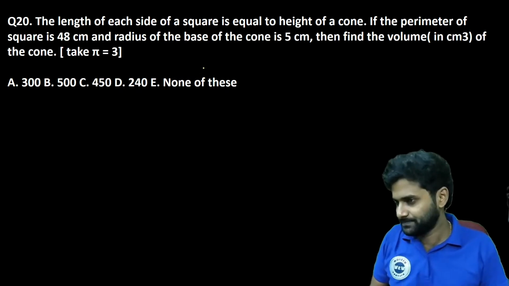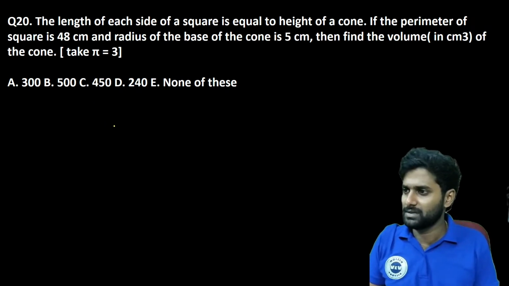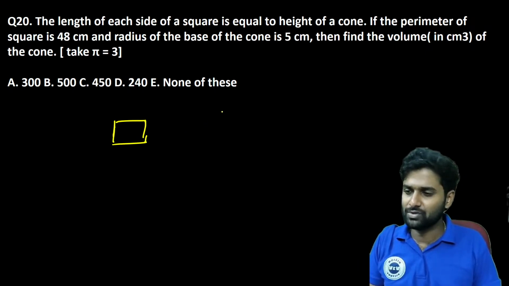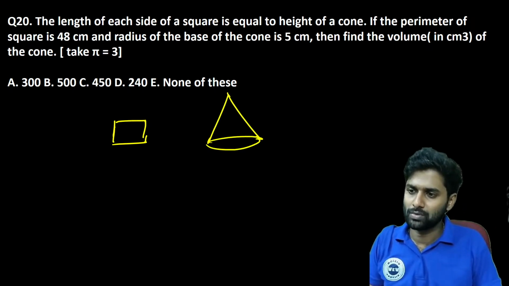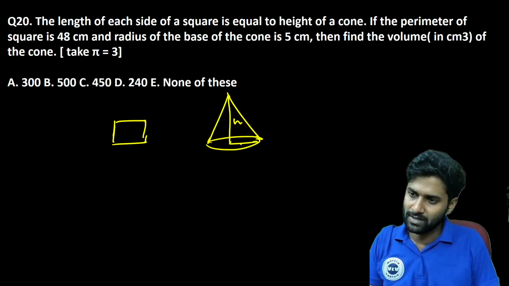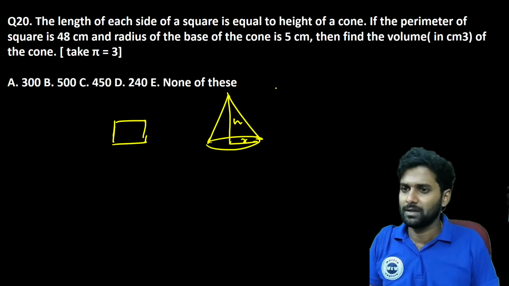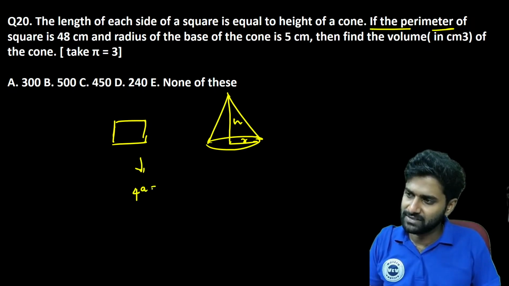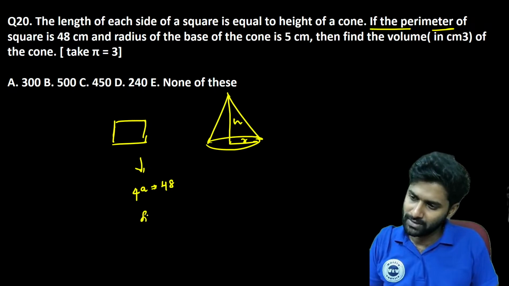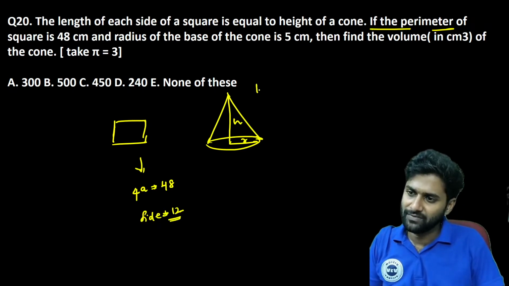See this question? The length of each side of a square is equal to the height of the cone, and the radius of the cone is given. Now, the perimeter of the square, 4 times the side, is exactly equal to 48. Now what about the side? Side is exactly equal to 12 units. If side is 12, definitely height is exactly equal to 12 and radius is given as 5.